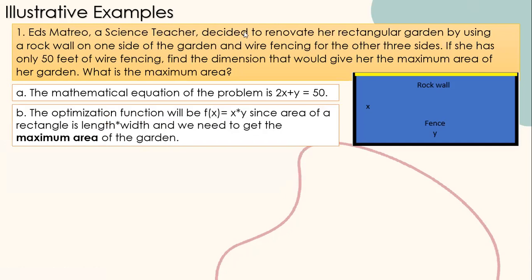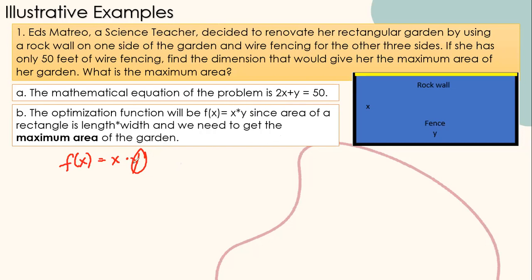So, f of x is equal to x times y since area of the rectangle is length times width and we need to get the maximum area of the garden. Sa third step natin, pagsasamahin natin tong dalawang equation na yan. Okay? So, meron tayong f of x is equal to x times y. May y tayo dito eh. Kailangan, naka-x lang lahat yan, para makuha natin yung derivative mamaya.